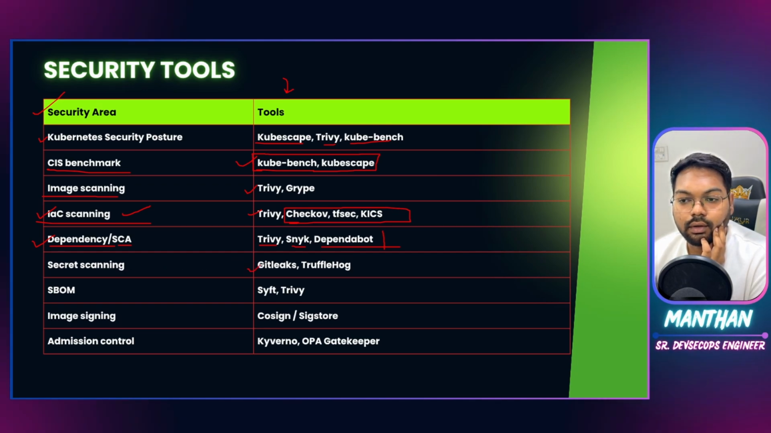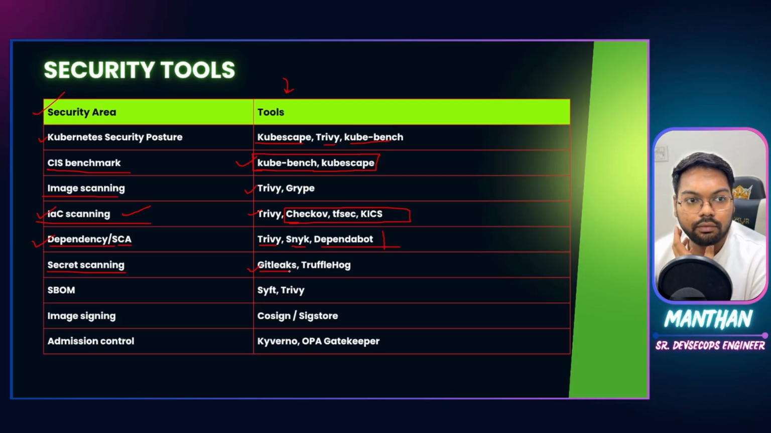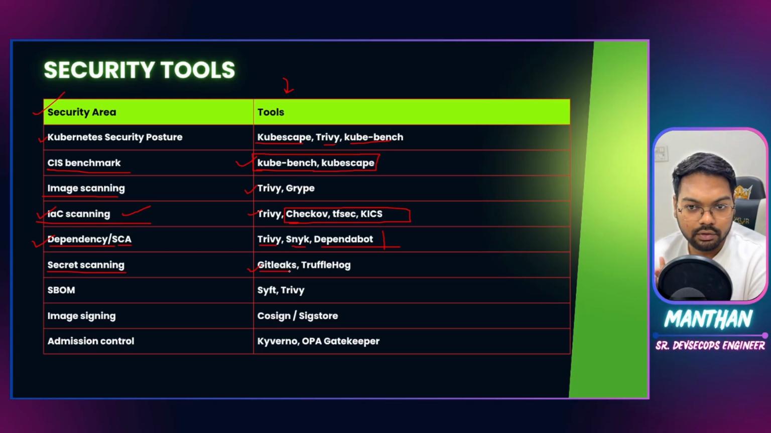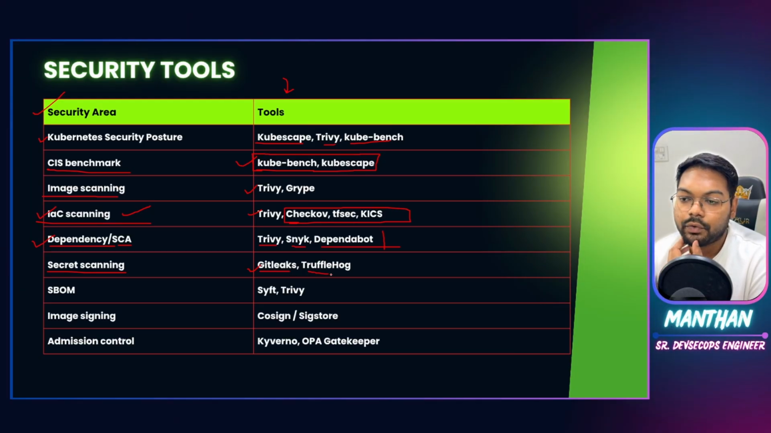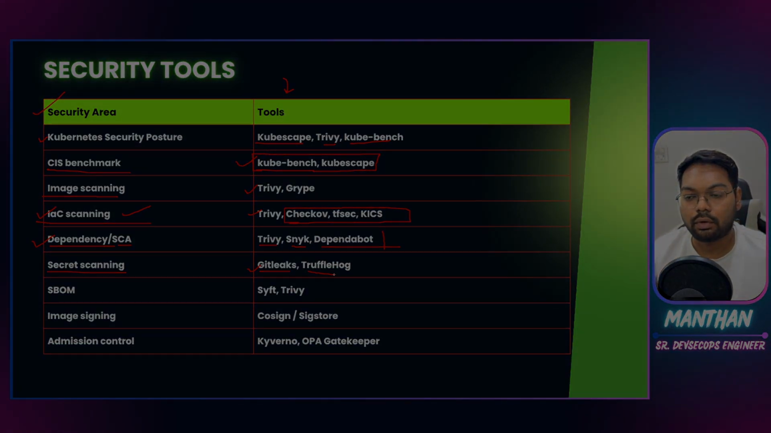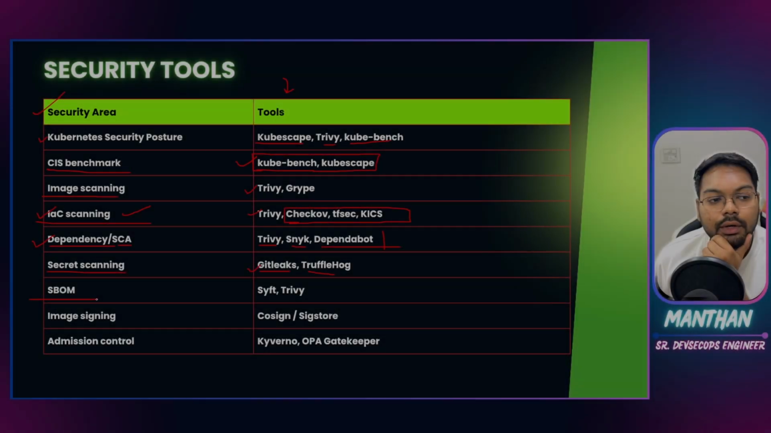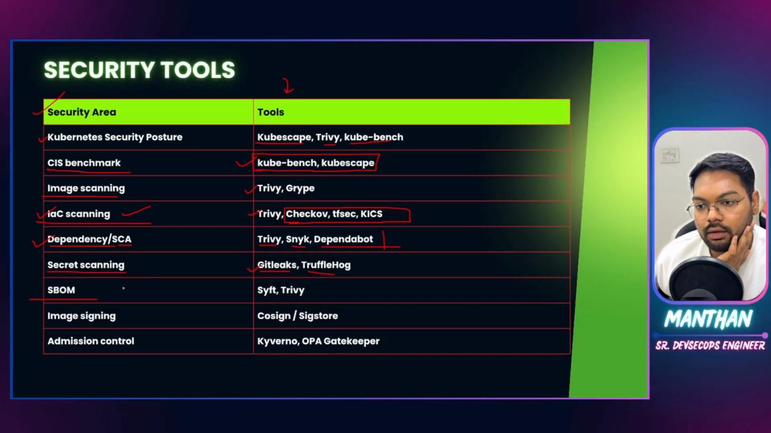Oh, sorry, that's again for secret scanning. That's another tool. So GitLeaks scans for any exposed secrets in your repository or your container. You can go with GitLeaks and TruffleHog for that. And then you need to create a software bill of materials, SBOM, using Syft or Trivy, and then image signing using Cosign or Sigstore.